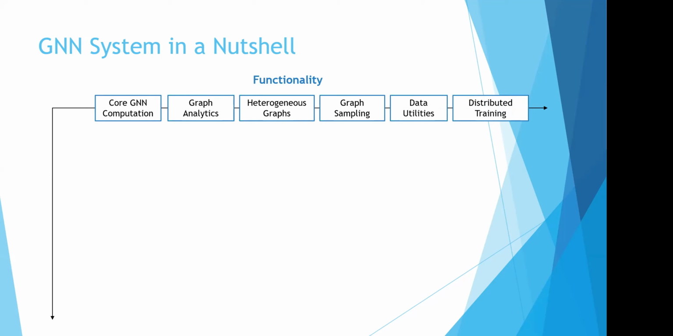If you look at the latest research work, you can see more and more people infusing graph analytics algorithms with graph neural networks. Heterogeneous graphs are also a quite dominant data structure in the real world. Sampling is very important for scalability, along with data utilities and distributed training. So that's one dimension. The other dimension is the API level.